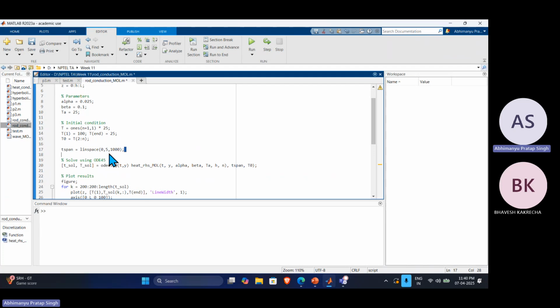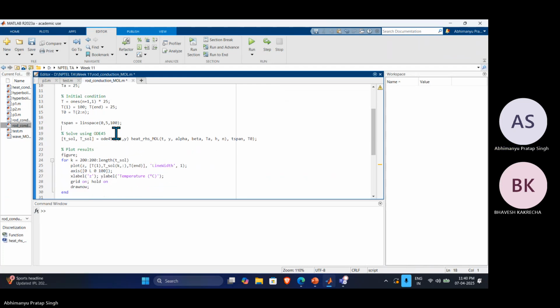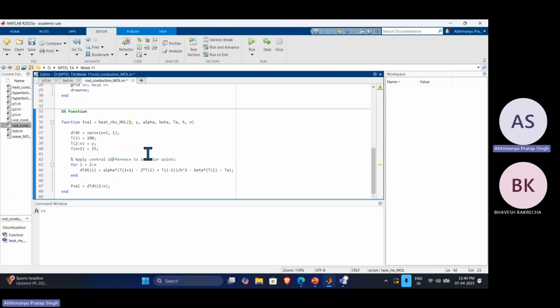My T span goes from 0 to 5 seconds, in increments of 0.0005. Let me just make that 500, since my system is a little bit slower. So this is just solving using ODE45. This is my function, and I'm passing in all these variables.